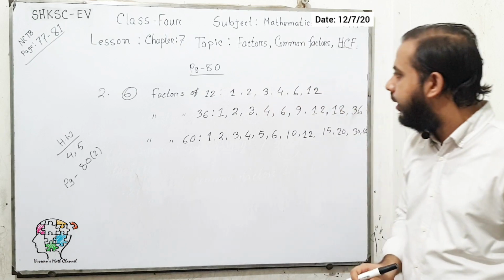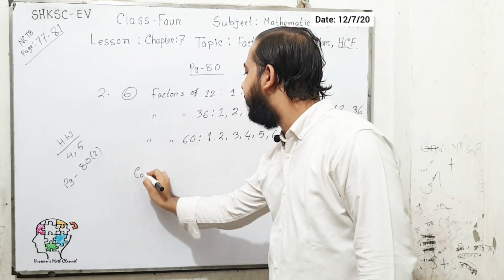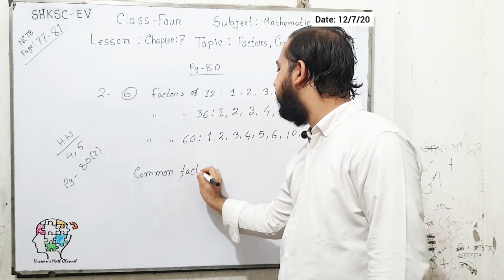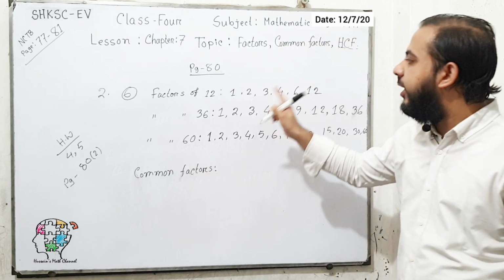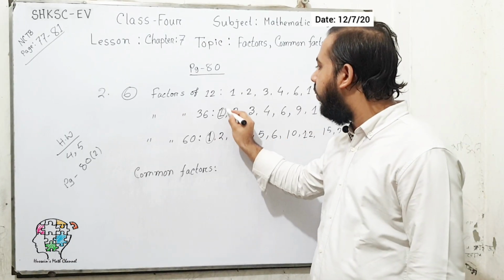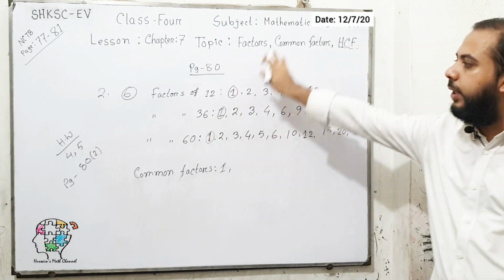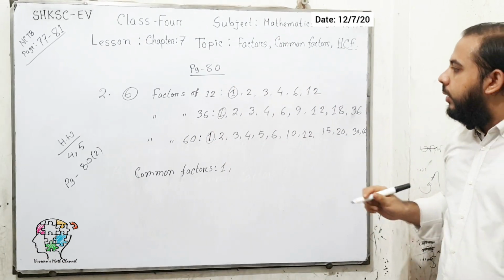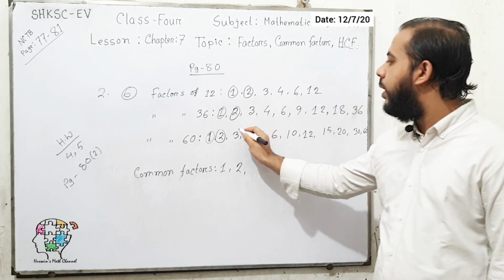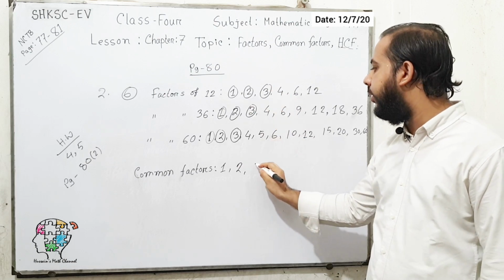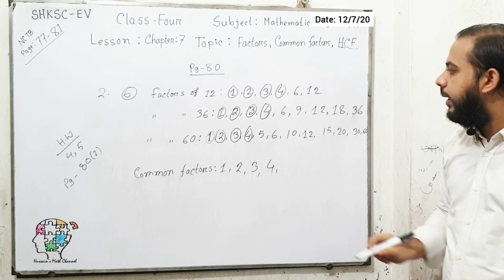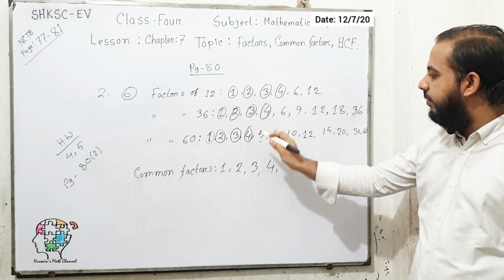Now we find the common factors. Remember, to find the common factors of 3 numbers, the factor should be present in all 3 numbers. Here is 1, 1, and 1, so 1 is in all three. 2, 2, 2, so 2 is also a common factor. 3, 3, 3, so 3 is also a common factor. 4, 4, 4, so 4 is also a common factor. Then 5, there is no 5 in all, so 5 is not a common factor.